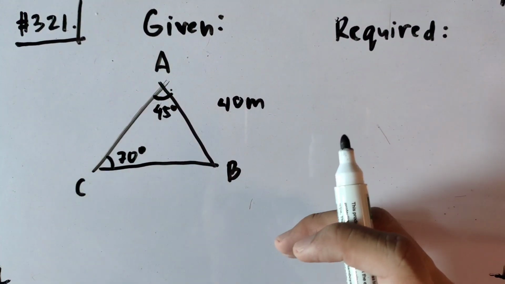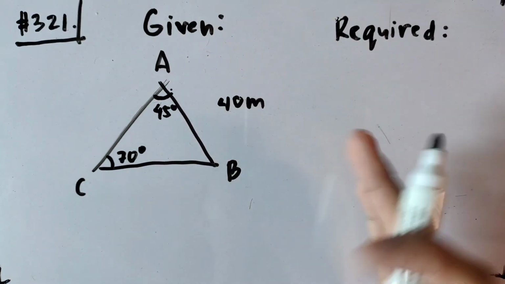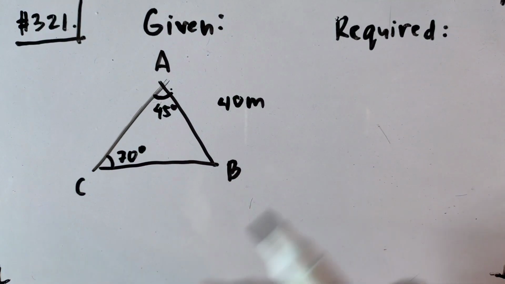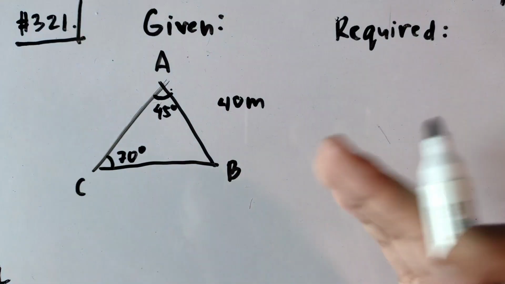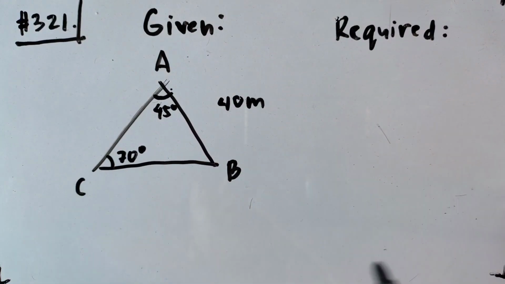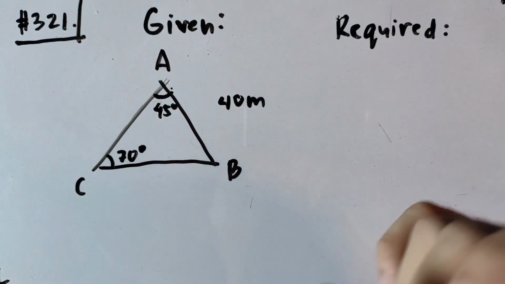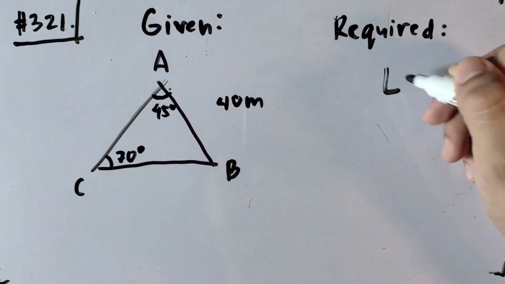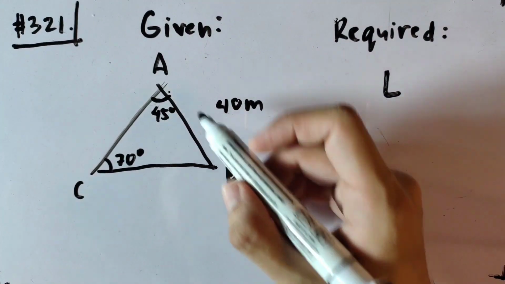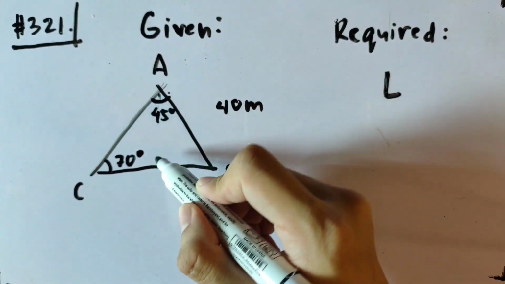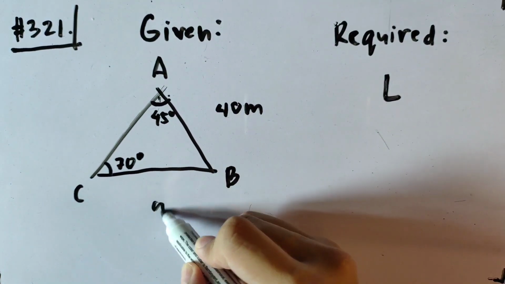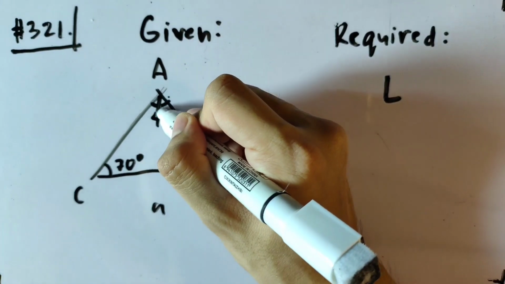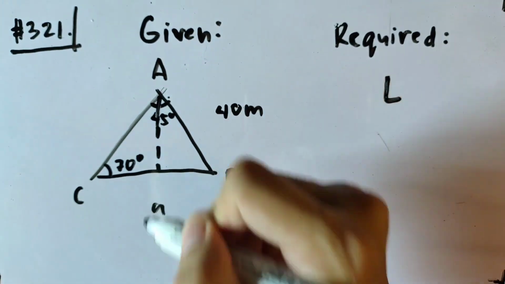So mapapansin mo, the same ito sa triangle natin doon sa previous problem natin. So pwede natin gamitin yung mga na-solve natin doon sa previous problem natin para ma-solve din natin itong problem na ito. Pero sa problem na ito, ang hinahanap natin ay yung length daw ng median. So yung median natin magpapass from vertex A tapos papunta sa side A. Ito yung side A natin. So magpapass yung median natin dito.